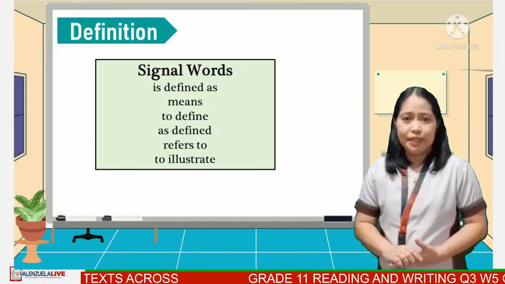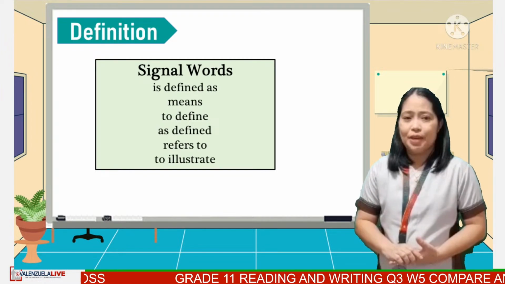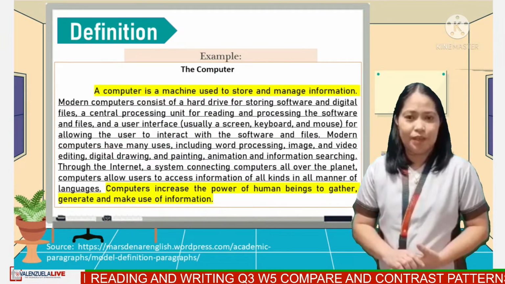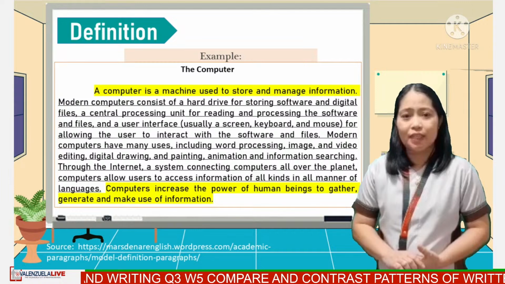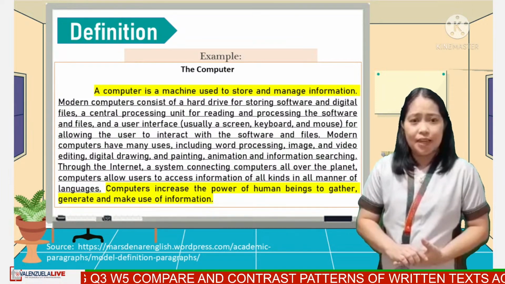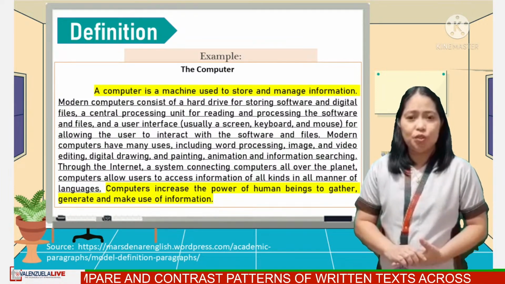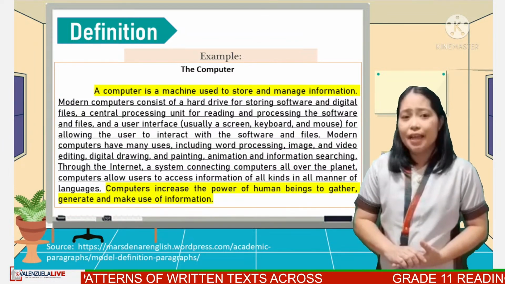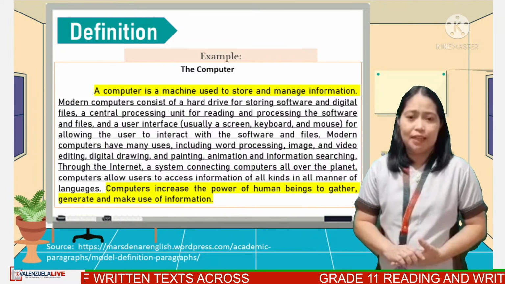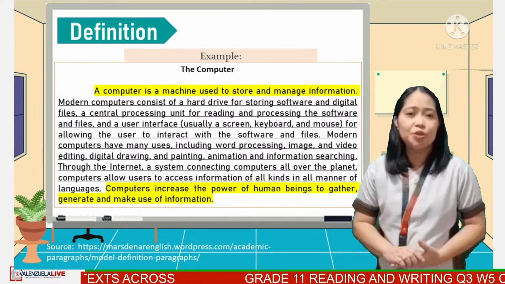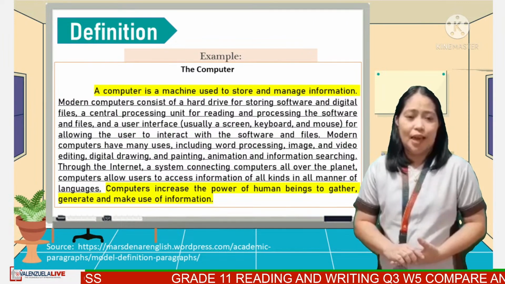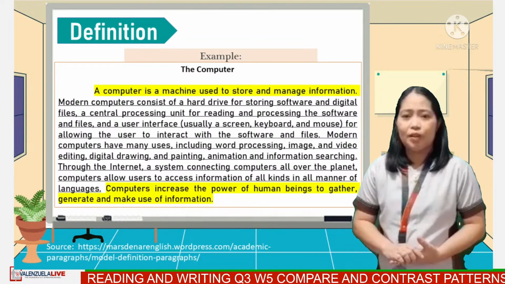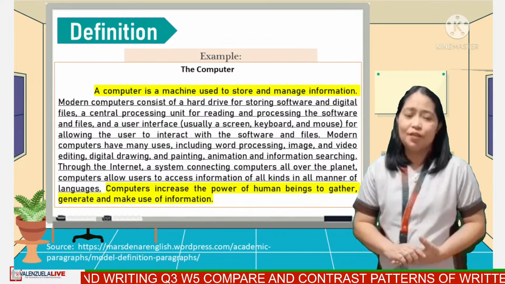These are the signal words that a writer may use in developing ideas. Look at the following example. The topic sentence identifies the subject of your paragraph, and in a definition paragraph, you may choose to do that by providing a dictionary definition. The underlined sentences are the supporting details that highlight the features and uses of computers. And lastly, the writer concluded the paragraph by pointing out the benefits human beings can get from the computers.